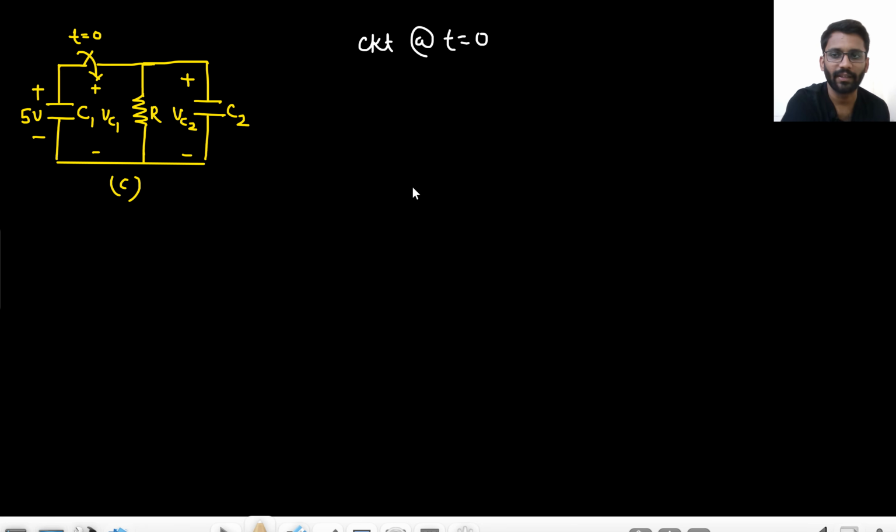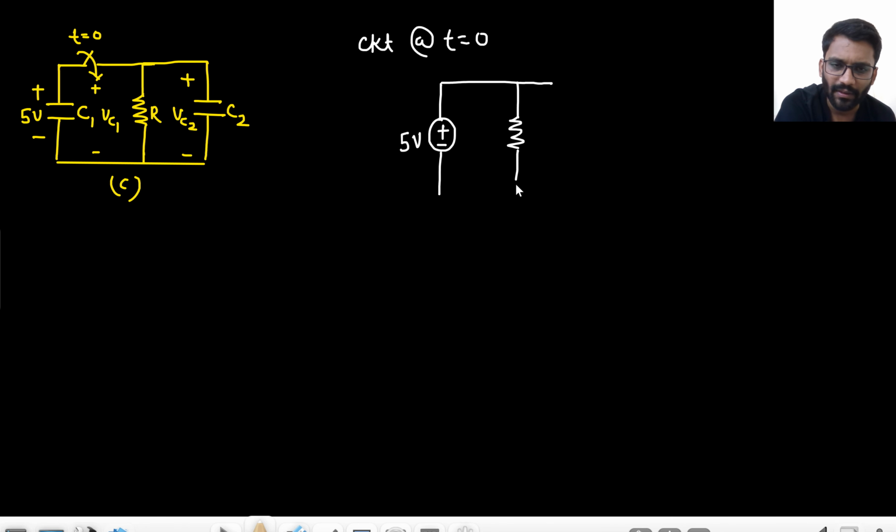of things, right? So the capacitor C1 will be replaced with a single battery of 5 volt. This will be replaced with resistance R. And VC2 will be replaced with a short circuit.